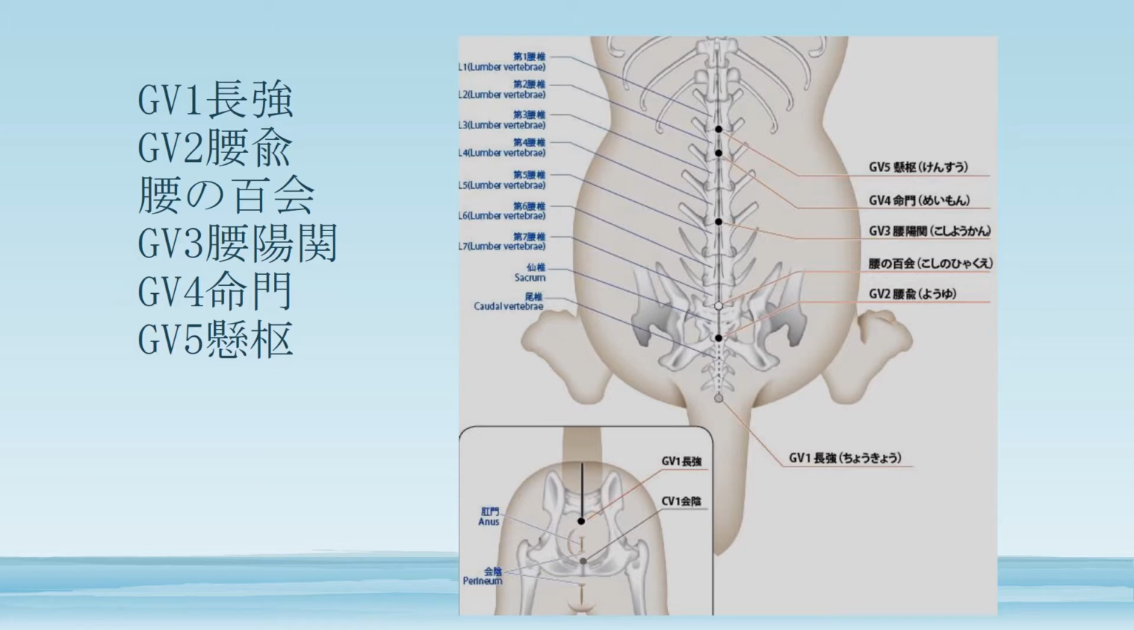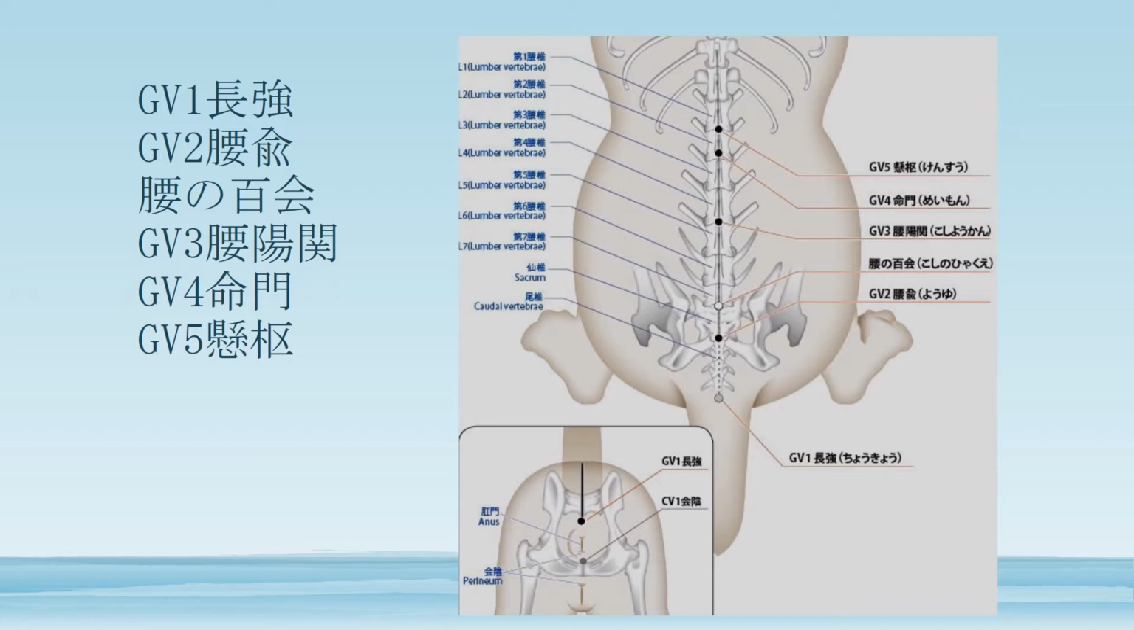Next is lumbar bihui. Lumbar bihui is an extra point and it is in between the 7th lumbar vertebra and the 1st sacral vertebra. Above that, GV3. GV3 is in between the spinal processes of the 4th and 5th lumbar vertebra. GV4 is in between the spinal process of the 2nd and 3rd lumbar vertebra.